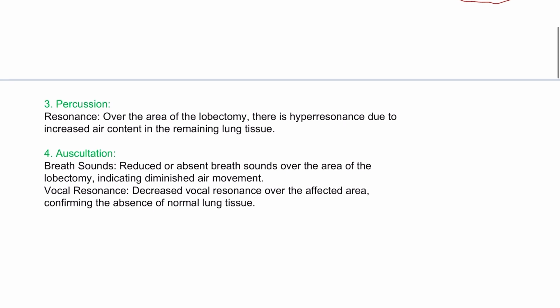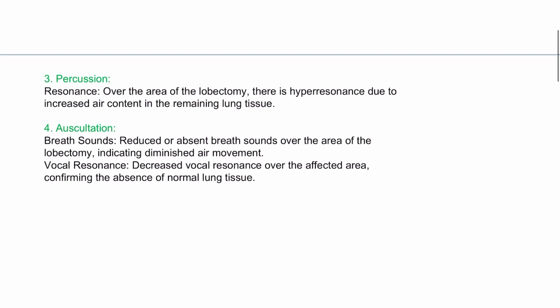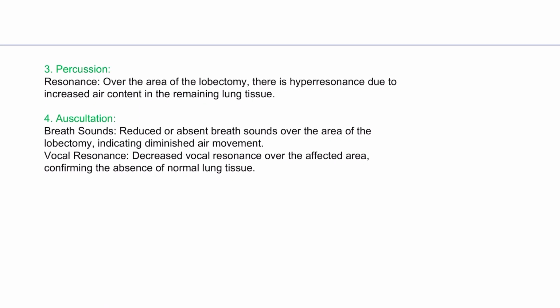Then you'll move on and do the percussion. The percussion will be resonant over the area of lobectomy, and there is hyperresonance due to increased air content in the remaining lung tissue. Then you'll move on and do the auscultation. Breath sounds will be reduced or absent over the area of lobectomy, indicating diminished air movement, and there is decreased vocal resonance over the affected area, confirming the absence of normal lung tissue.